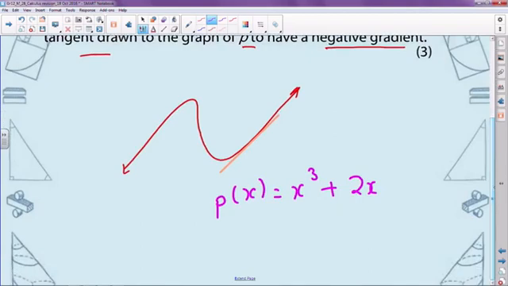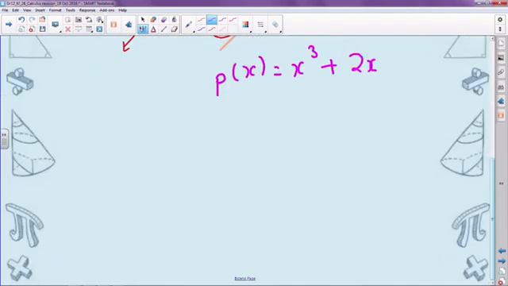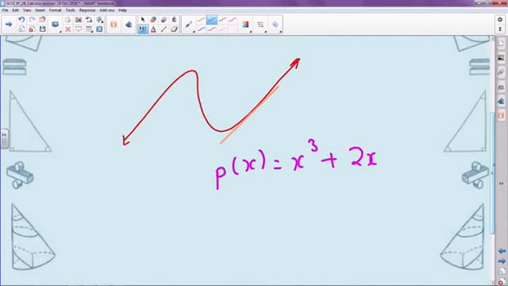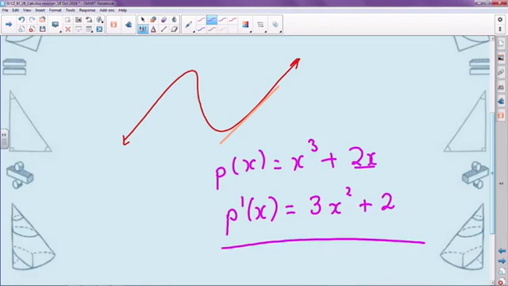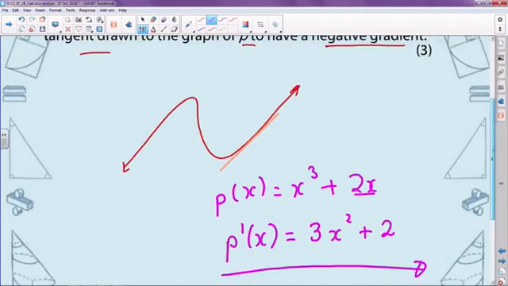In order for me to determine the gradient of the tangent, I know that the gradient of this function p of x will be equal to the gradient of the tangent at the point of contact. So therefore, I derive the function p and I get, using rules, derivative of x cubed will be 3x squared plus the derivative of 2x will just give me 2. Okay, so that's the gradient function, and that will be the gradient of the tangent at the point of contact.